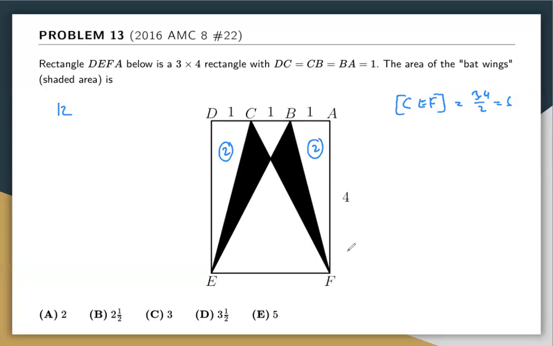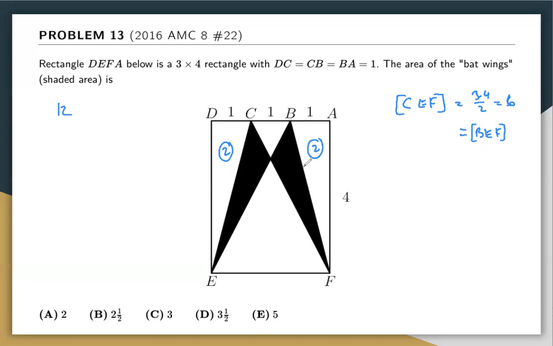The same story with BEF as well. So this is also 6. So that should be B, E, F. This is also 6 because height is still 4, base is 3. And then this white region is common in these 2 triangles.